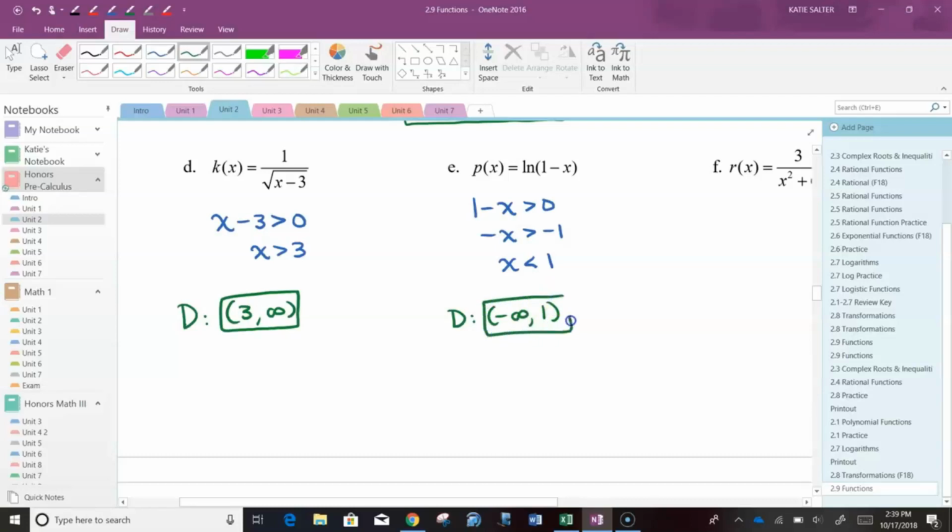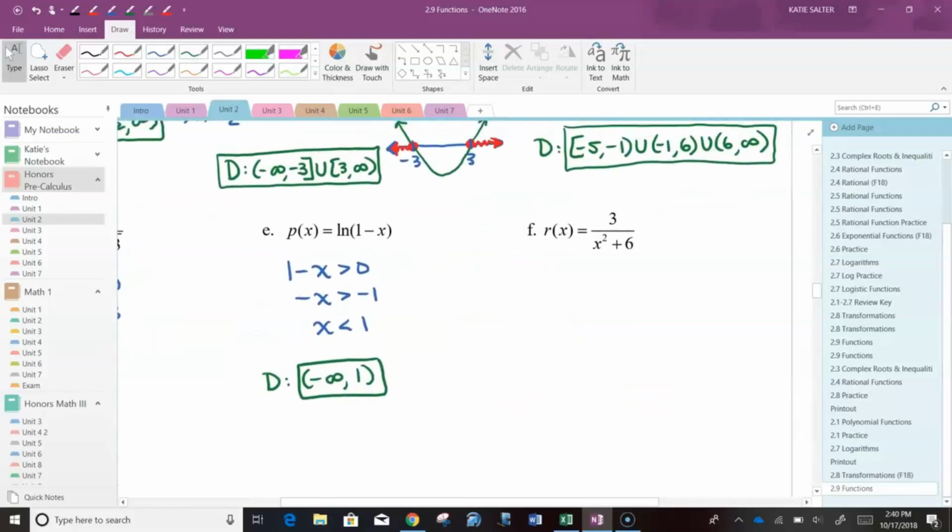Guys, all of these problems you should be completing without a calculator. You have to be able to find domains on your own by the knowledge of functions and your properties and your rules. You cannot be graphing these in the calculator and then looking at them to get this.